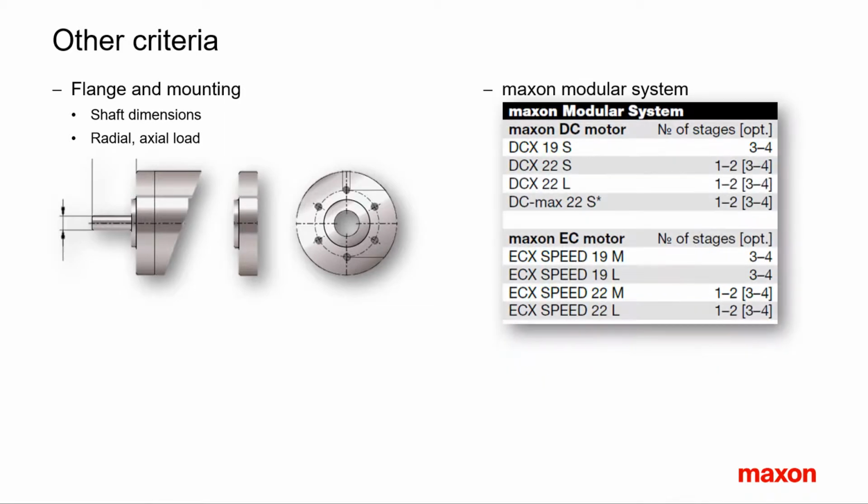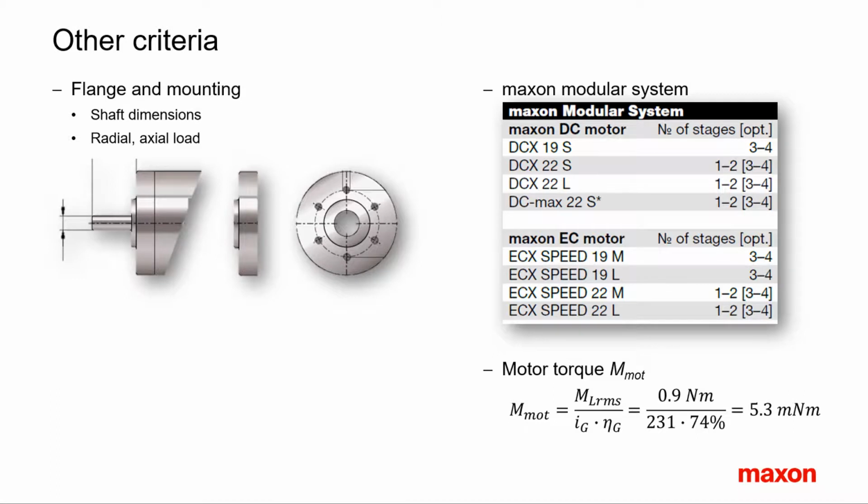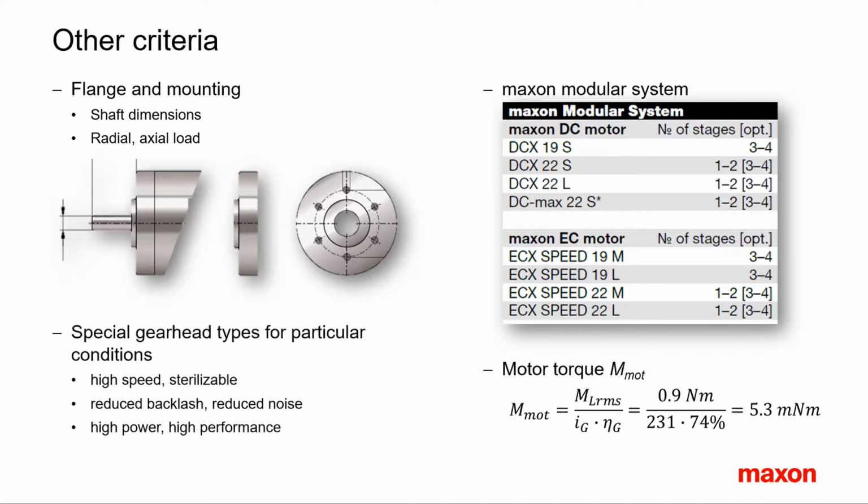Check also the maxon modular system for suitable motor types in combination with this particular gearhead. Is it possible to find matching motors with sufficiently high torque? In our case, the RMS motor torque amounts to about 5.3 millinewton-meter. Particular conditions require special gearhead types, sterilizable versions, gears with specially high torque or high input speed, heavy-duty versions for high pressure, vibration and temperature, or other special gearheads.